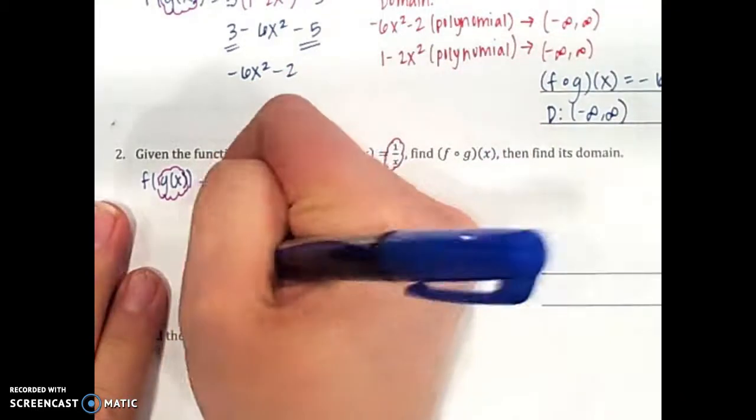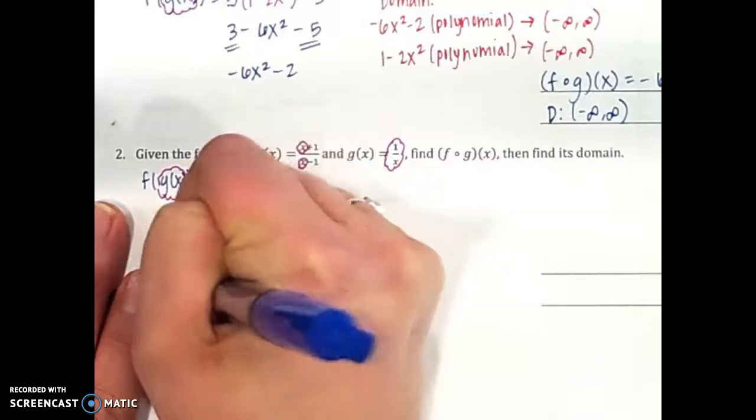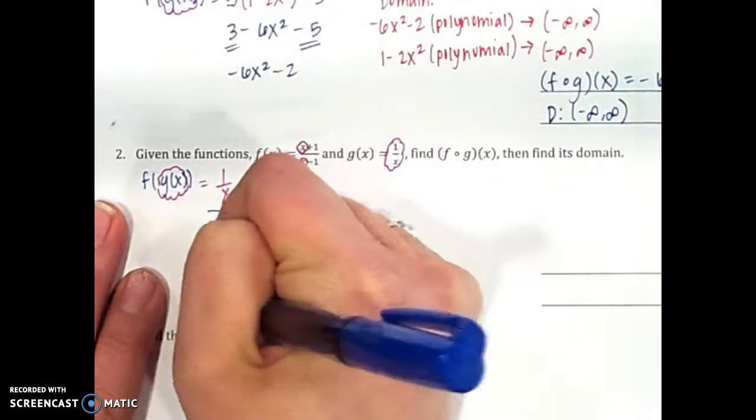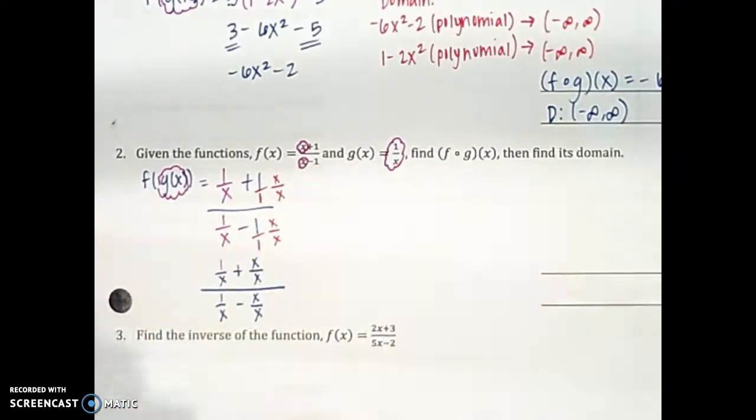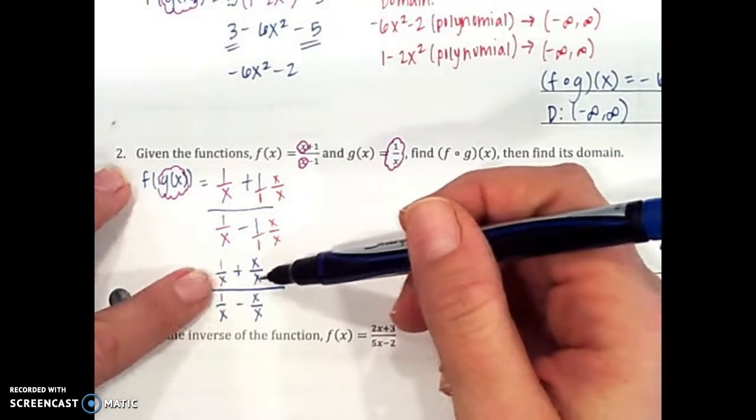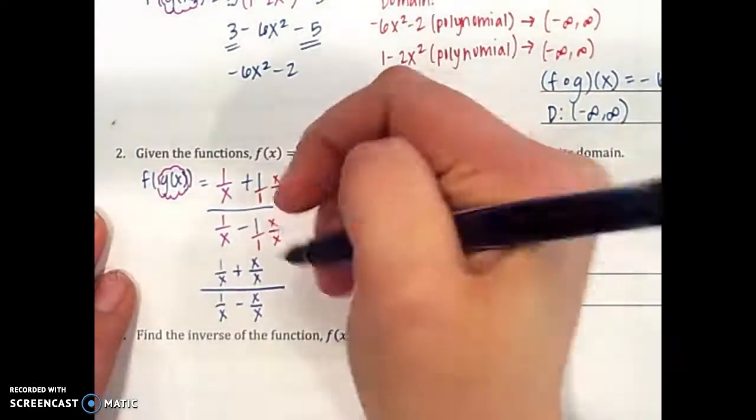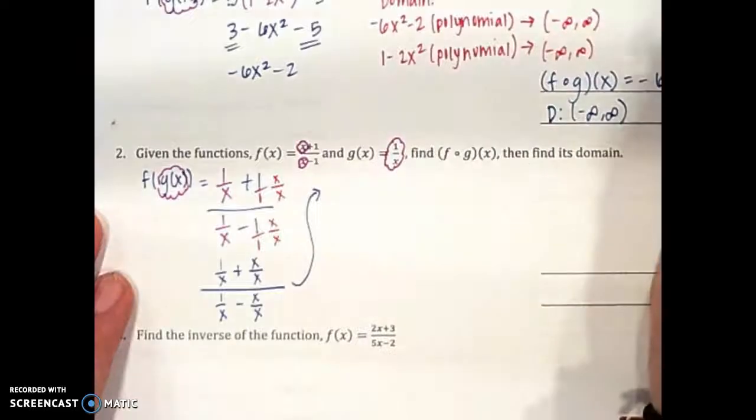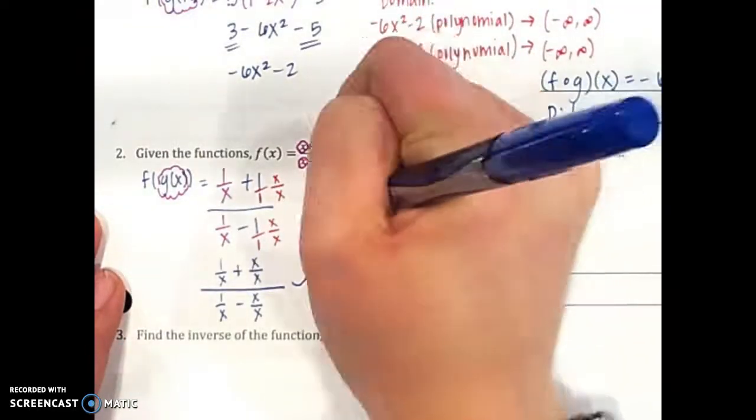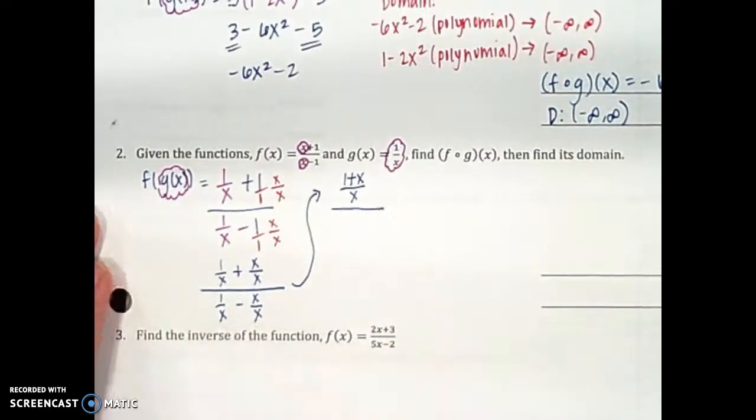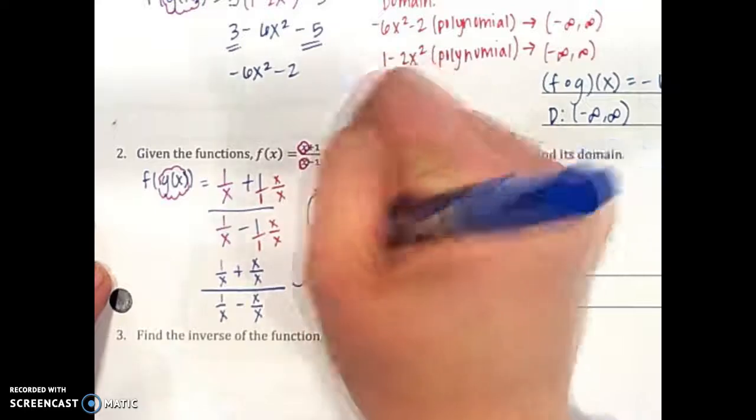Okay, so I now have 1 over x plus x over x, all divided by 1 over x minus x over x. Okay, so if we look at the top, now we have a common denominator. They both have x in the denominator. So what that means is we can combine the numerators by adding. So we would have 1 plus x over x. And then the bottom, they now have a common denominator, so we can combine those two. So it would be 1 minus x over x.